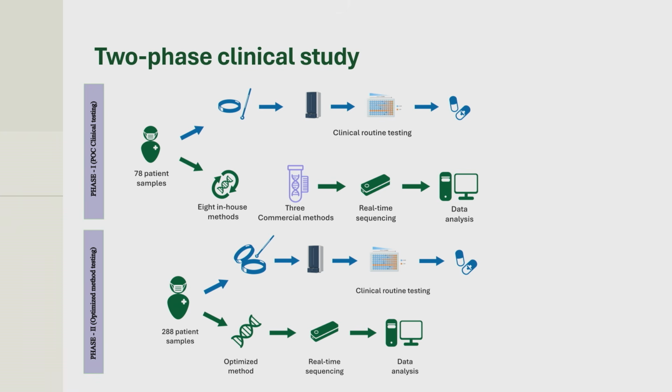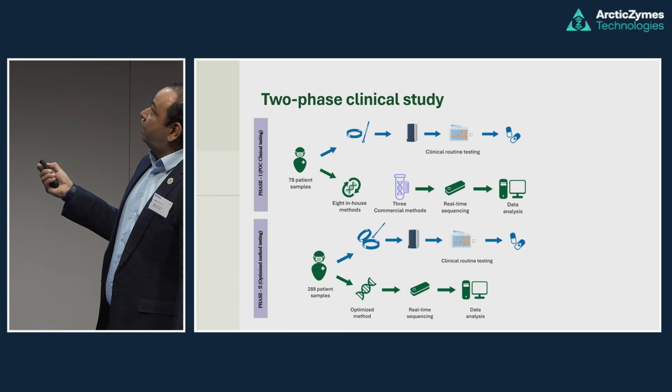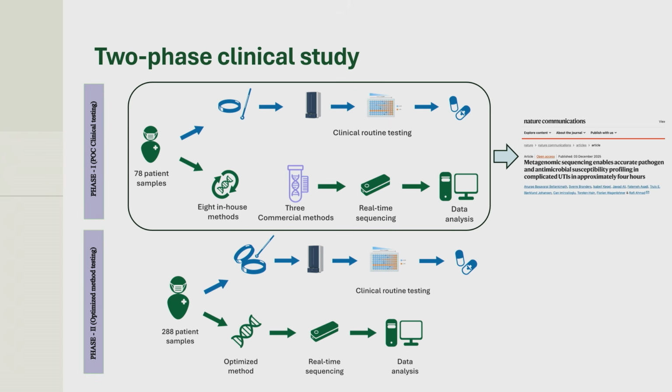So what we did is a 2-phase study, and Paul showed the first paper that we got out earlier this year. In the first phase, we tested several different methods on 78 patient samples and compared our results. We tested 8 of our methods and 3 commercial ones, and compared with what was happening in the clinical routine on 78 patient samples. This was published earlier this year in Nature Communications.